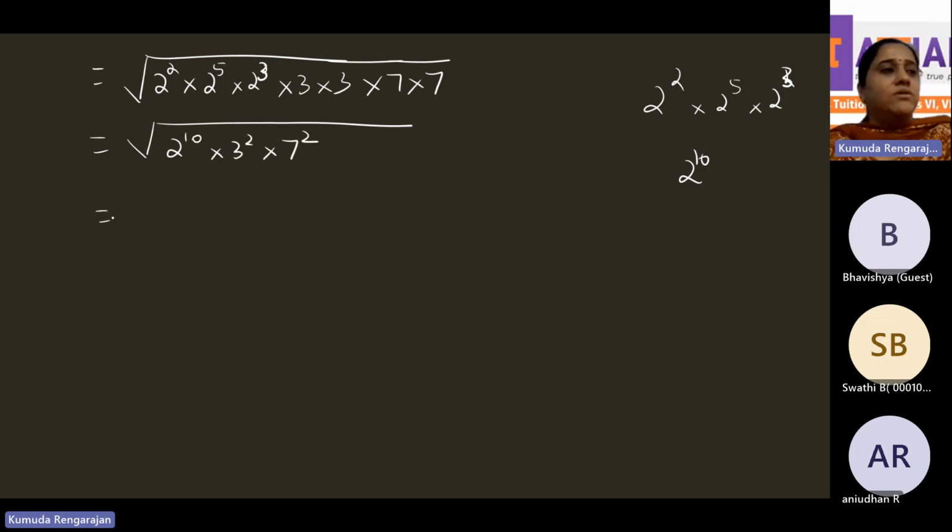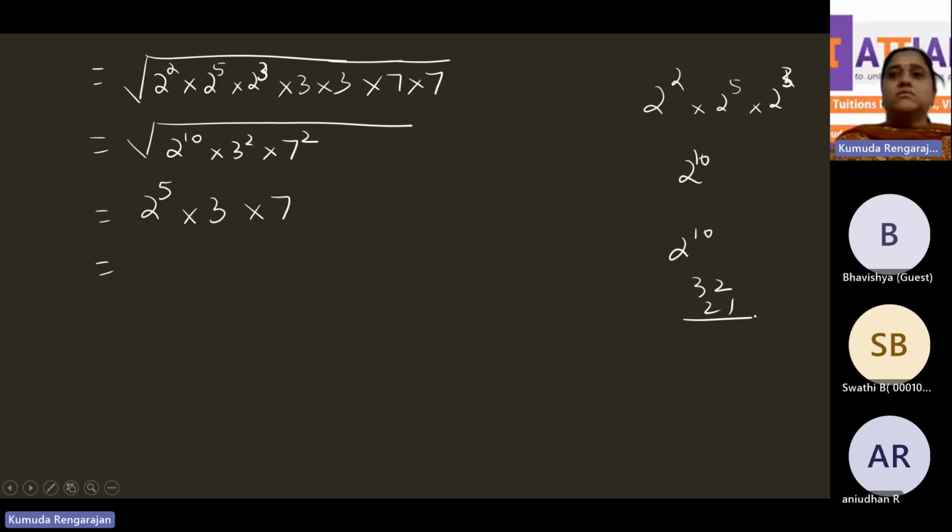So now half the number will come out of the square root. We have 2 to the power 10, so half the number, 2 to the power 5, will come out of the square root. 3 square, half of it, that is 3, will come out, and then 7. So now we get rid of the square root symbol. Now find this product. 2 to the power 5 is 32 into 21.